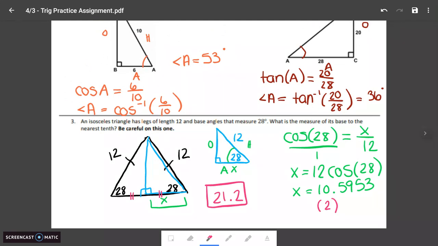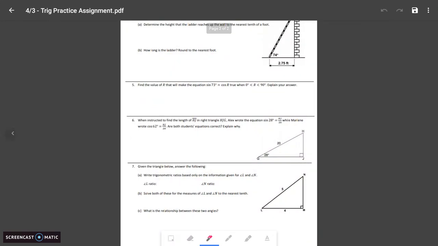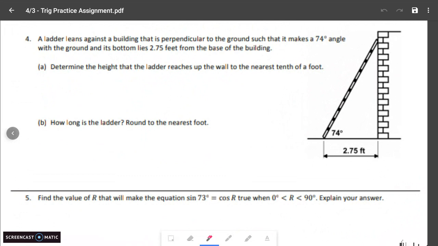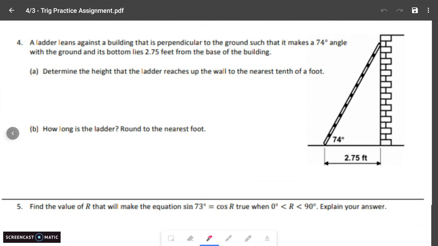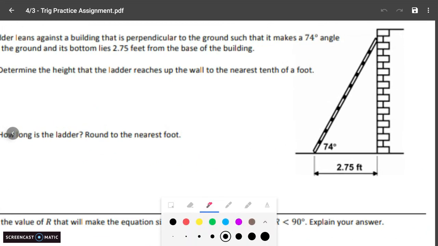Okay, on the next page here, same idea with number 4. We have a ladder leaning against a building that is perpendicular to ground such that it makes a 74-degree angle with the ground and lies 2.5 feet from the base of the building. Determine the height of the ladder that reaches up the wall to the nearest 1/10 of a foot.